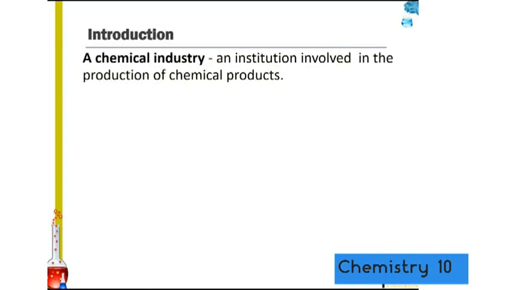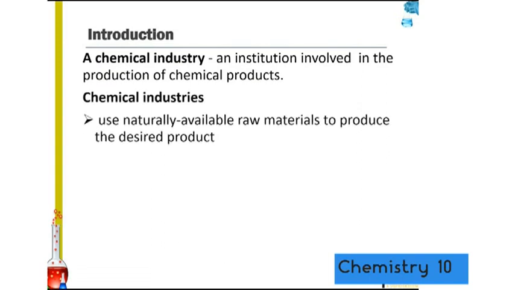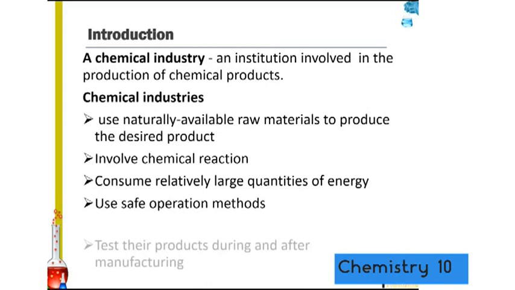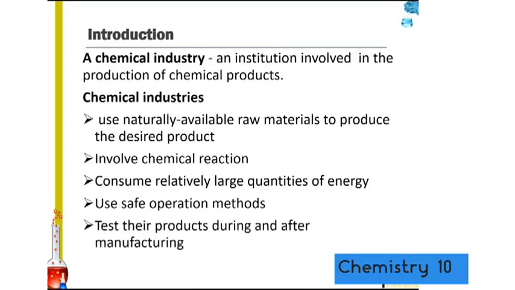A chemical industry is an institution involved in the production of chemical products. Chemical industries use naturally available materials to produce the desired product. They involve chemical reactions and consume relatively large quantities of energy. They must use safe operation methods and test their products during and after manufacturing.